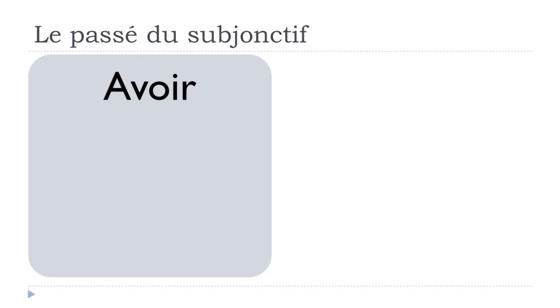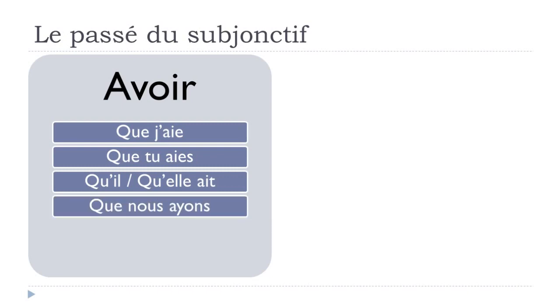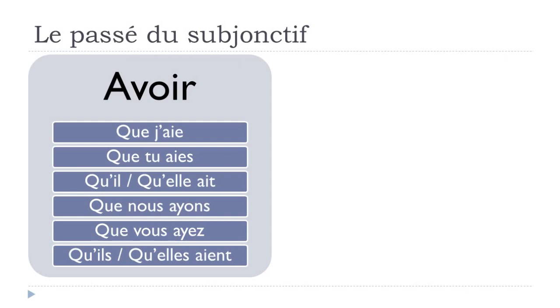Okay? So now we should definitely review one more time the subjunctive present form of avoir and être, because these are the first forms that we will use to construct this passé du subjonctif. Okay? And so avoir goes like que j'aie, que tu aies, qu'il ait, qu'elle ait, que nous ayons, que vous ayez, qu'ils aient, qu'elles aient. All right, so remember one more time. Que j'aie, que tu aies, qu'il ait, qu'elle ait, que nous ayons, que vous ayez, qu'ils aient, qu'elles aient.